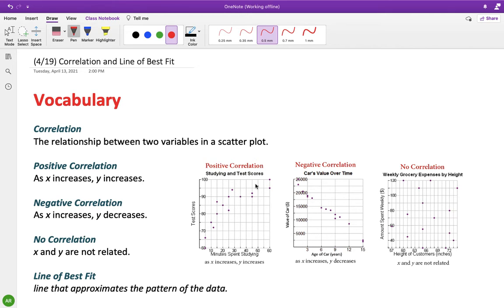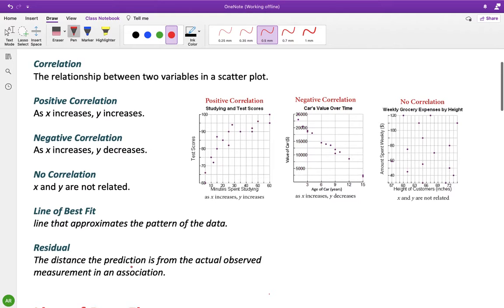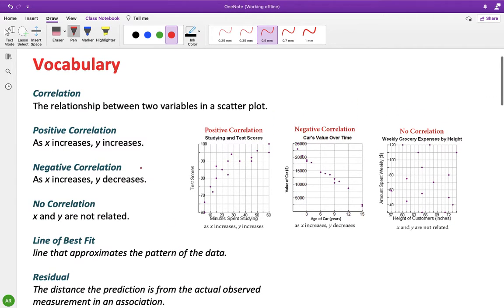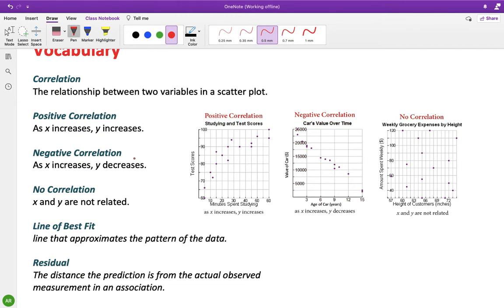Let's get to it. Okay, correlation is a relationship between variables in a scatter plot. Correlation, generally speaking, refers to some sort of linear pattern, whereas association, which you'll see down here, just refers to any relationship between two variables. So today we're talking about as it relates to a linear pattern.